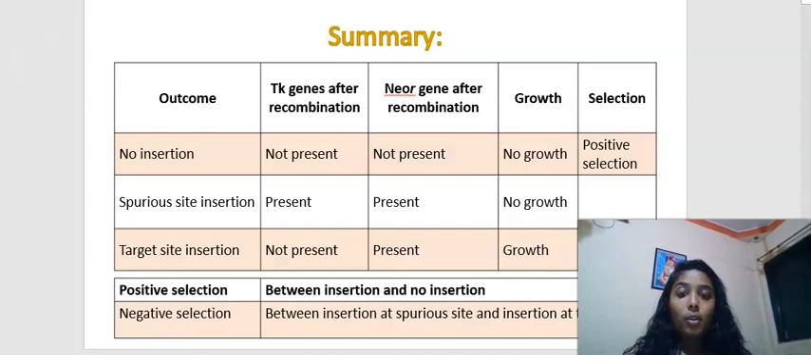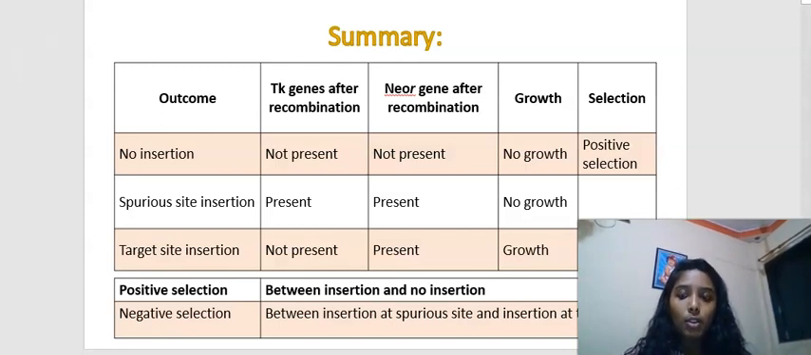While if there is an insert, either at the target site or at a non-target site, the cell will either have TK or will not have TK. If the cell has TK, it will be sensitive to ganciclovir, it will die and will not grow in the medium. While if there is no TK, it can grow in the media because there is no sensitivity to ganciclovir and it has resistance against neomycin, so it can grow in the media. This type of selection is called negative selection.